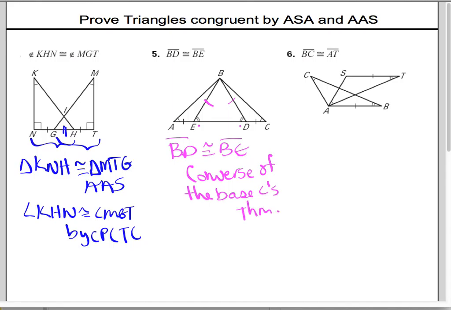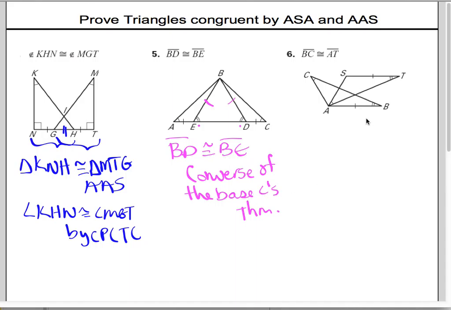Remember that the base angles theorem says if two sides of an isosceles triangle are congruent, then the angles opposite them are congruent, and the converse of that says if the base angles are congruent, then the sides are congruent. So that's what we're using here. We don't even need congruent triangles to get there.